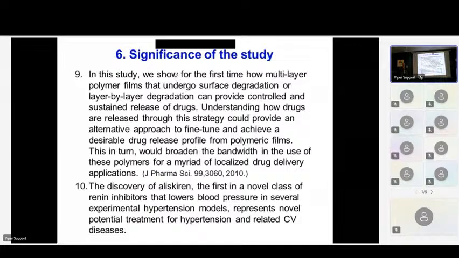It's not copycat. It is only your formatting, looking at the format, how people write it. So you understand from the people, learners. So learn from the learners. The discovery of aliskiren, the first in a novel class of renin inhibitors that lowers blood pressure in several experimental and hypertension models, represents a novel potential treatment for hypertension and related cardiovascular diseases.